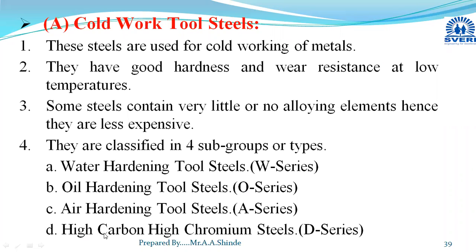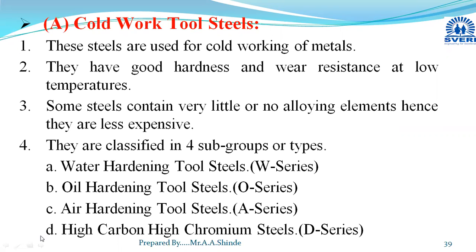And the last type is high carbon and high chromium steel. It contains carbon within the range 1.5% to 2%. Sometimes the carbon percentage may be more than 2%, 2.2 or 2.3% also, with addition of a high amount of chromium and some other alloying elements like tungsten and molybdenum. One by one, I am going to explain it.